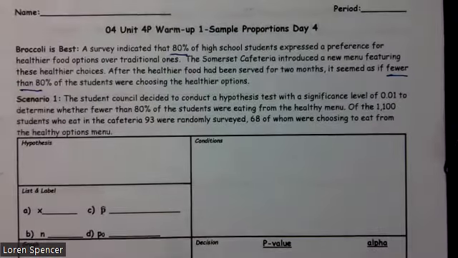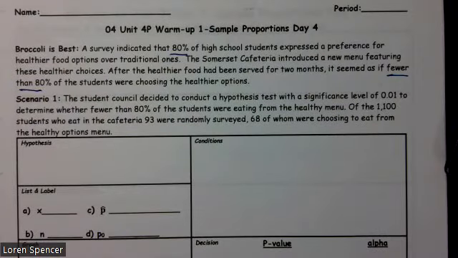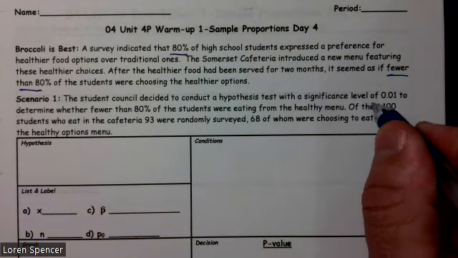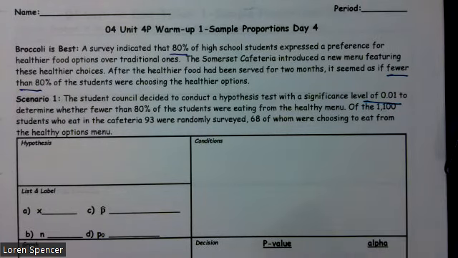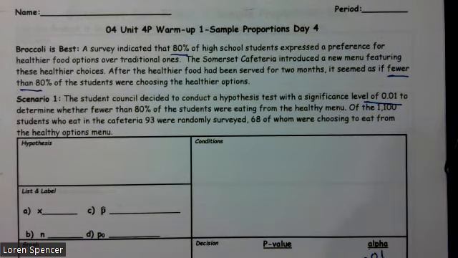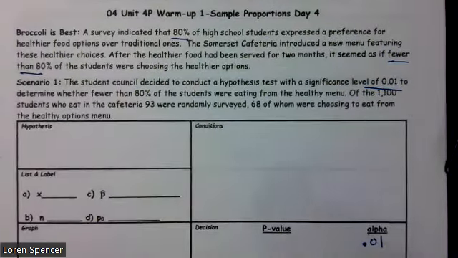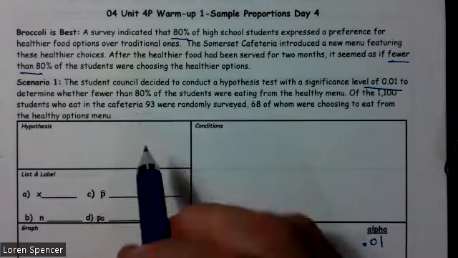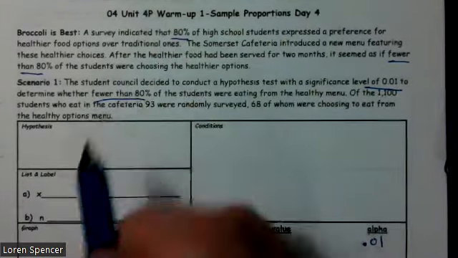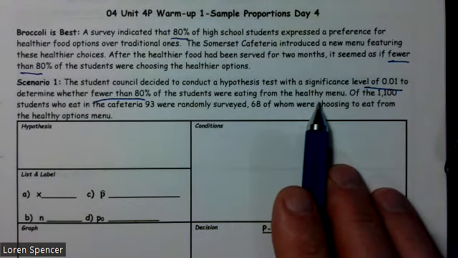Scenario one, the student council decided to conduct a hypothesis test with a significance level of 0.01. So, okay, we have an alpha of 0.01. Go ahead and record that right here since we have that. Determine whether fewer than 80% of the students were eating from the healthy menu.